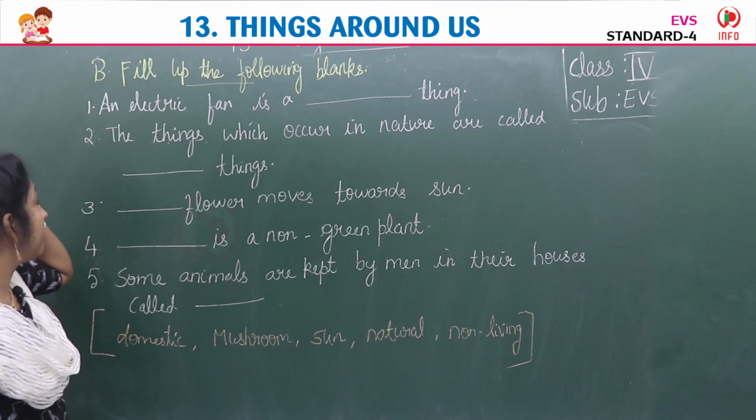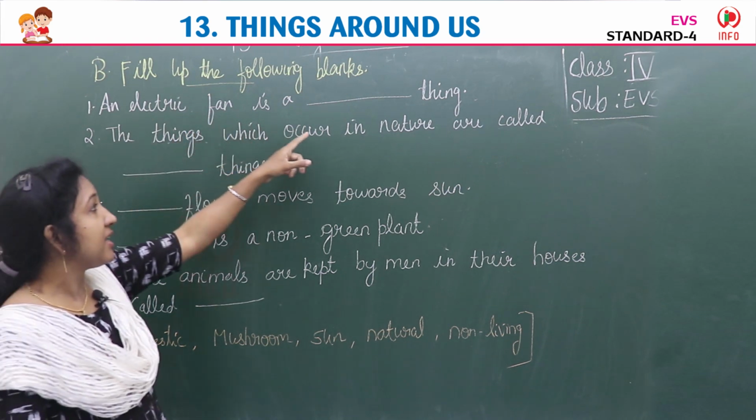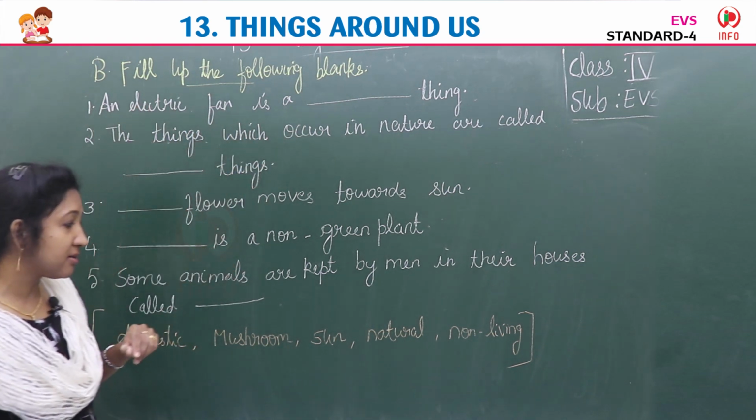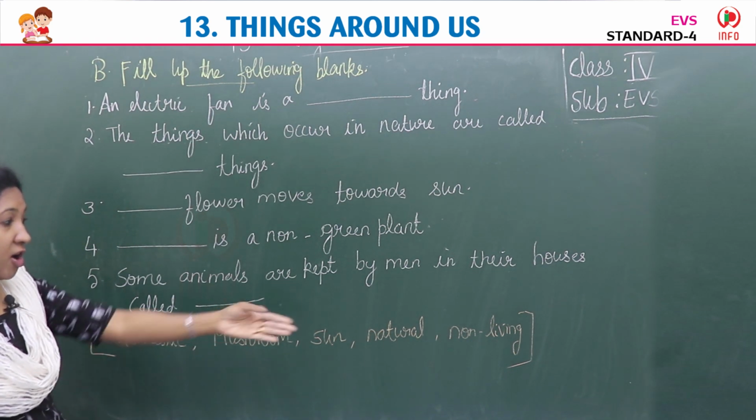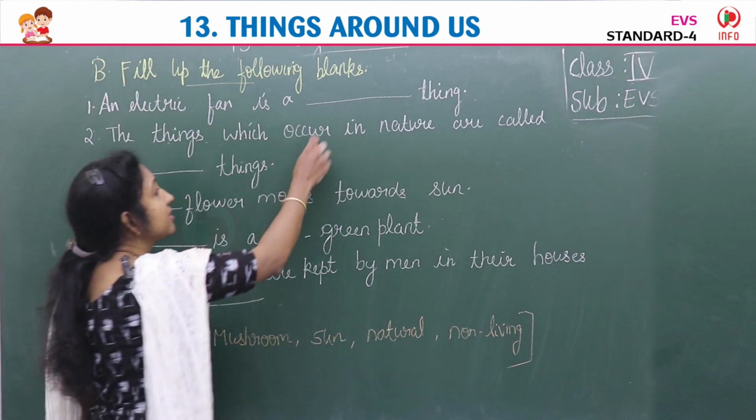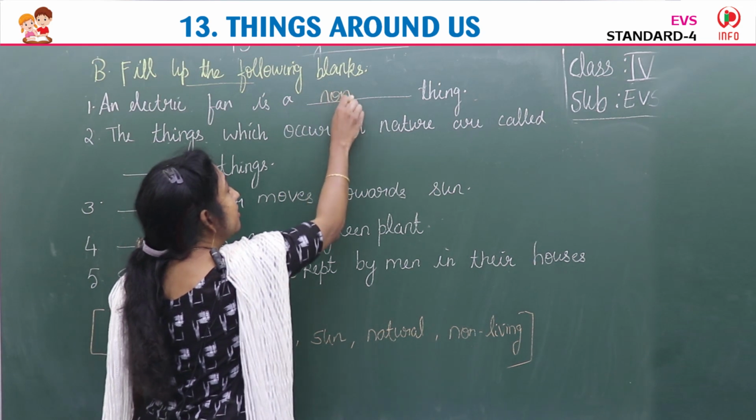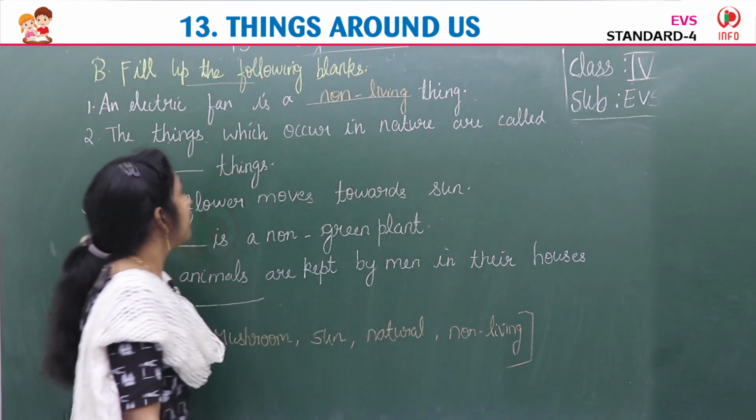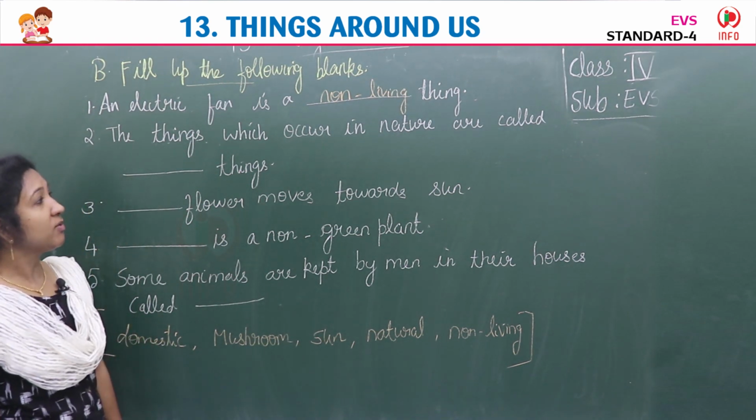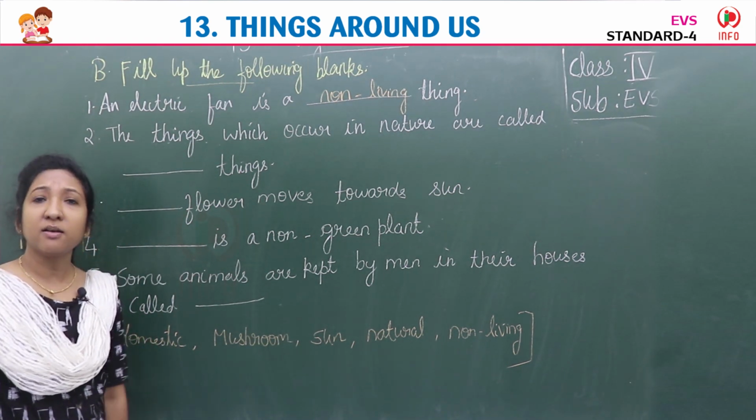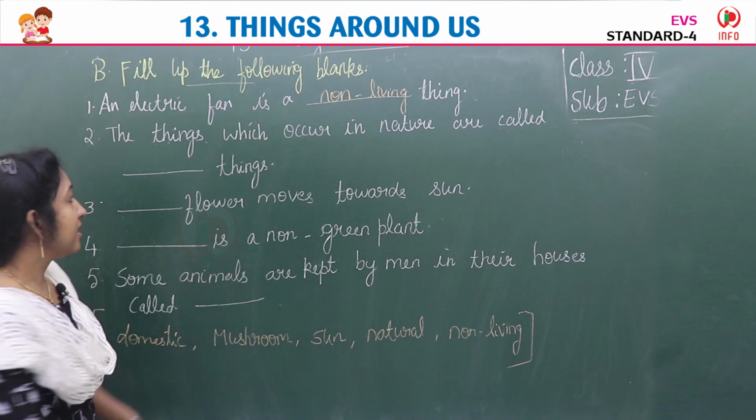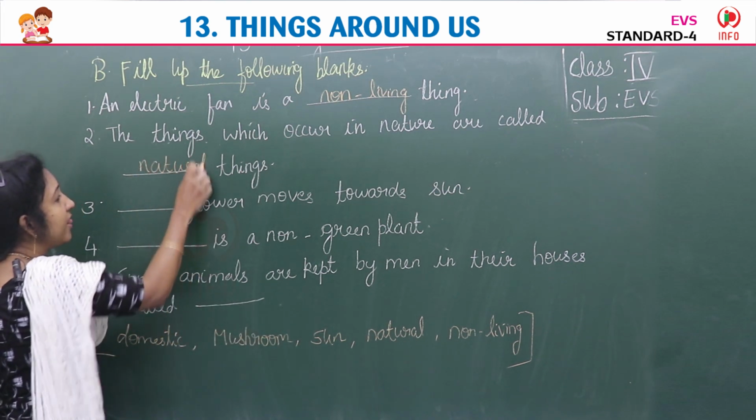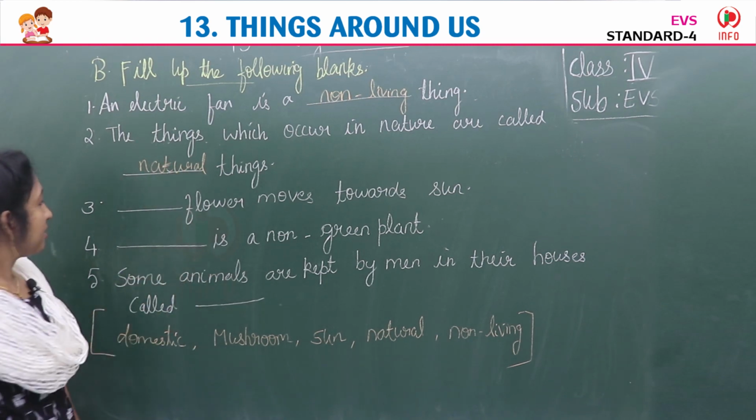Okay, so first one, an electric fan is a dash thing. Which thing is it? It is a non-living thing, isn't it? So, right, non-living. Yes. Now, second, the things which occur in nature are called? Yes, they are called natural things. The things that occur in nature are natural things.